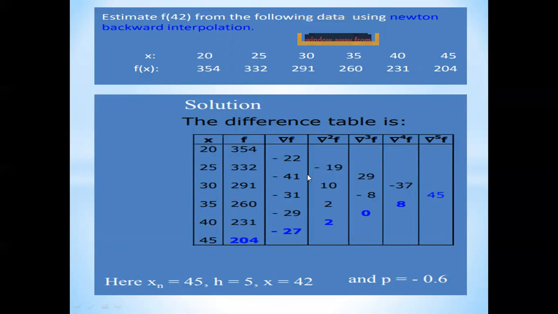First we will find the difference table, and we are going to find the value for n by using the relation x = xn + nh. We can take n or p, it's our convenience. We can consider any one of them, since this is just some constant. We may consider p or v or u, anything. So xn is 45 and h is 5. We are going to find the value for x equal to 42. After simplifying xn + nh, we will get the value p = -0.6.